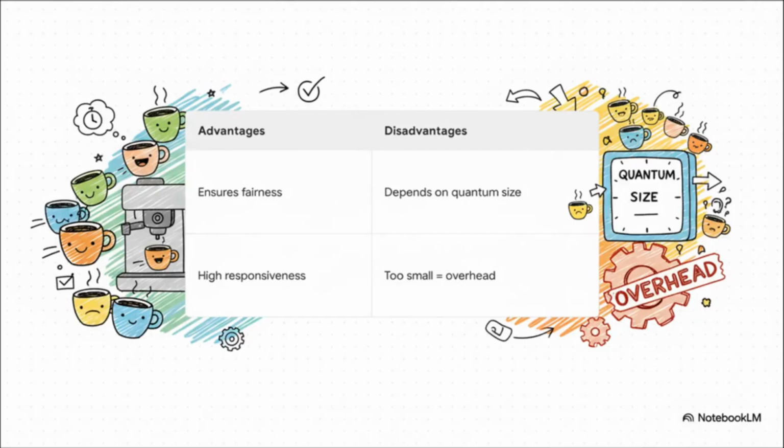So, at the end of the day, Round Robin is fantastic for fairness and making a system feel snappy, but its performance is completely at the mercy of getting that time quantum size just right. That's why a lot of modern operating systems actually use more advanced schedulers that can change this quantum on the fly, trying to find that perfect sweet spot.